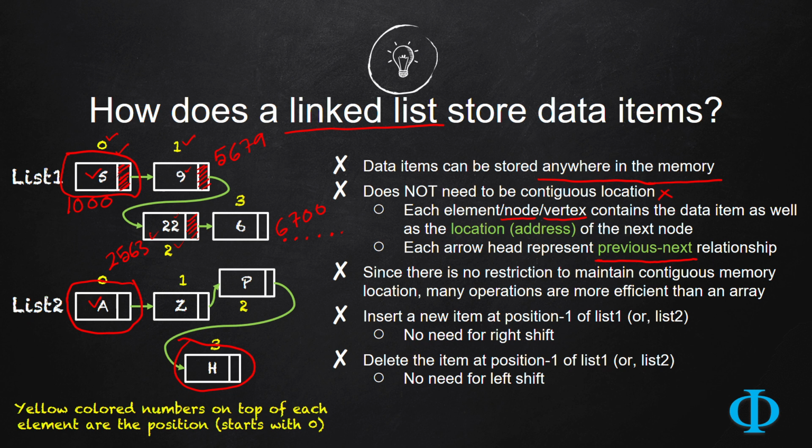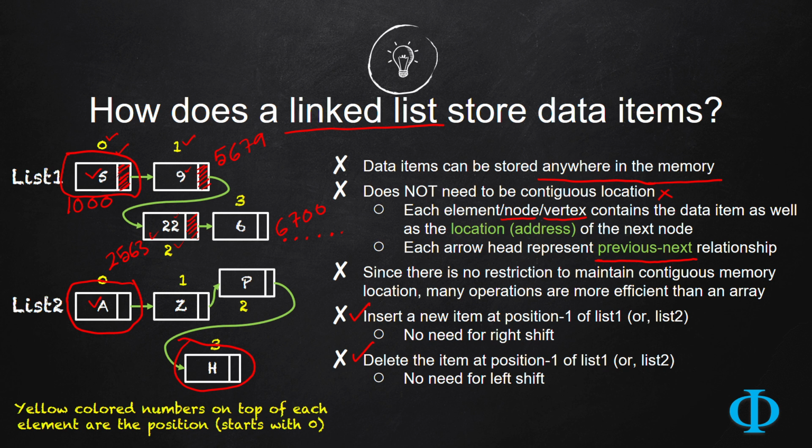Since there is no restriction to maintain contiguous memory locations like an array, many operations become significantly more efficient in a linked list compared to an array. For example, both insertion and deletion or removal of an element in a linked list are significantly more efficient compared to an array. Why?